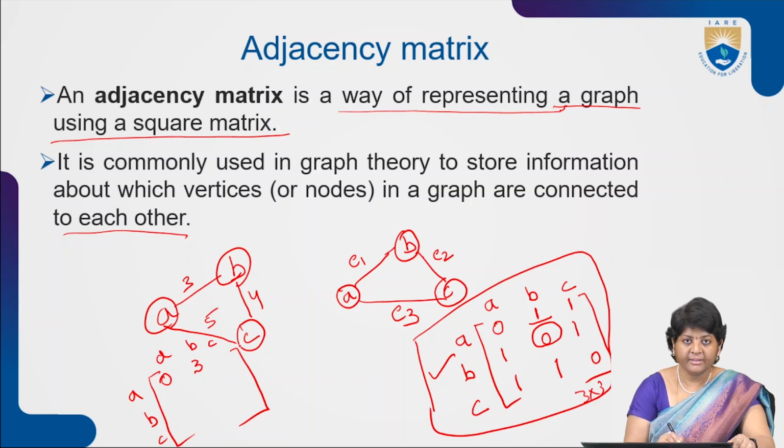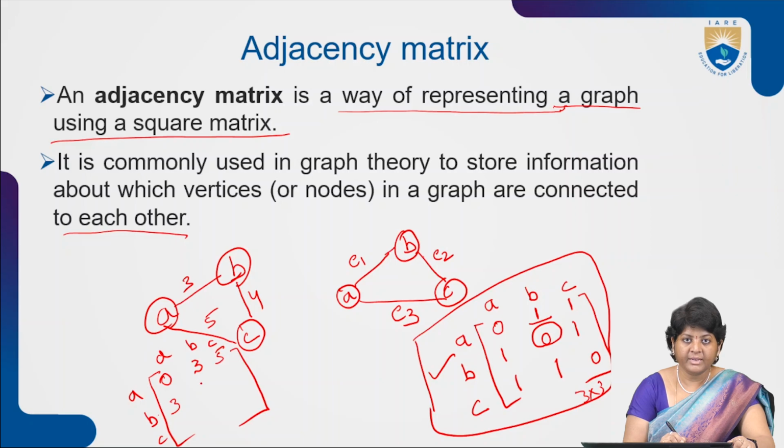Now, A to C, the weight assigned is 5. Instead of 1, now we have weights, so we will replace that with the weight. Now, B to A, 3. Why again 3? Because here it is an undirected graph. So, from A to B and from B to A, the weight will be the same, since it is an undirected graph.